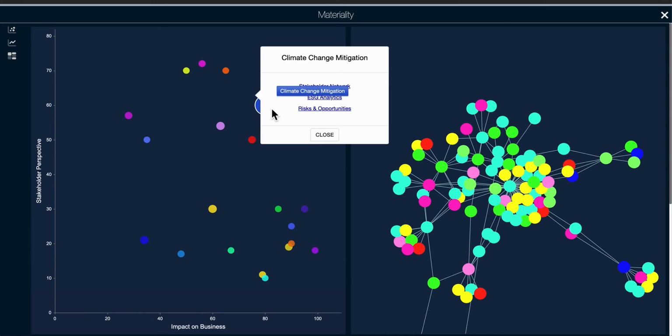So then we can combine all of it and look at it in one single view where you can look at the network, the analytics, the risks and opportunities, etc.